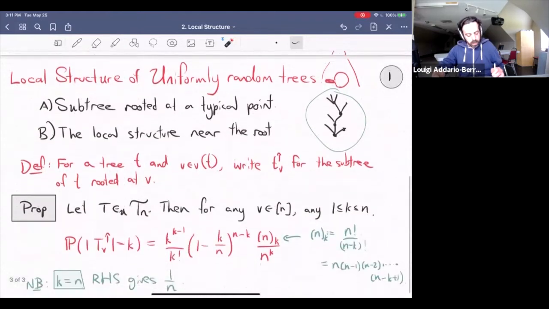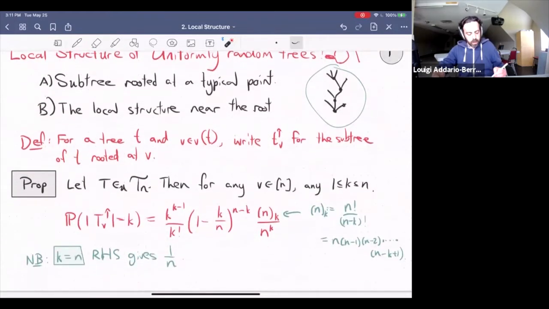Someone asked, what does NB stand for? Yeah, it does indeed stand for nota bene, and it means like important or note.